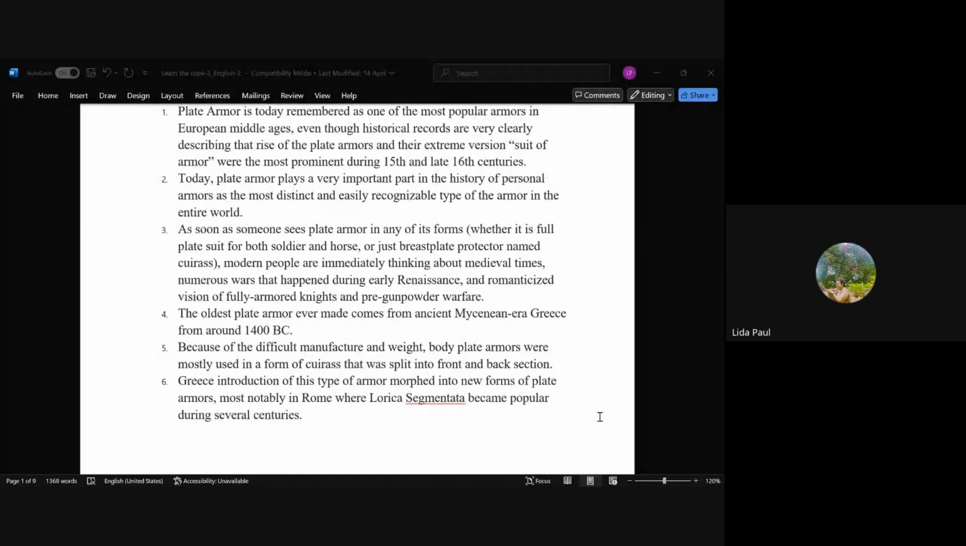Then third one: As soon as someone sees plate armor in any of its forms, whether it is full plate suit for both soldier and horse, or just breastplate protector named cuirass, modern people are immediately thinking about medieval times, numerous wars that happened during early Renaissance, and romanticized vision of fully armored knights and pre-gunpowder warfare. Pretty long, but not very complicated. Spend some time on that.